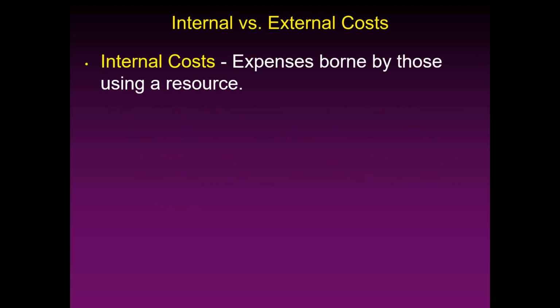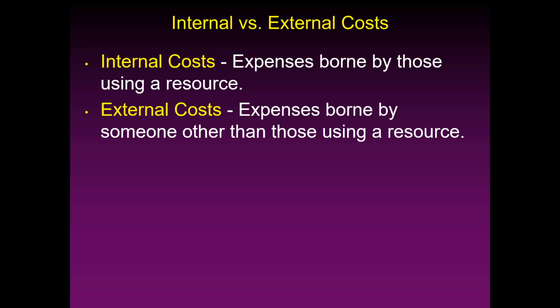So internal versus external costs. Internal costs are expenses borne by using a resource, while external costs are borne by someone other than those using a resource. So for example, harvesting of diamonds, right? So the internal cost is, okay, I have to pay to extract these diamonds. The external cost is that this is money injected into the area. Therefore, the amount of violence in the area increases because everyone wants a cut of that profit. So that would be internal versus external cost.